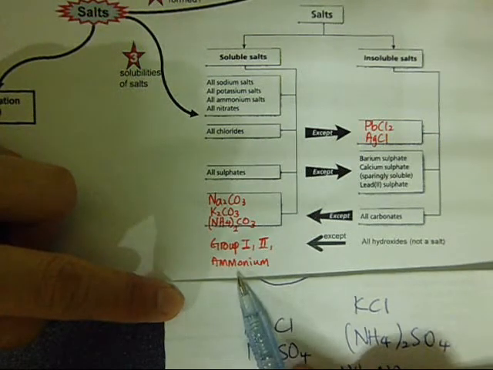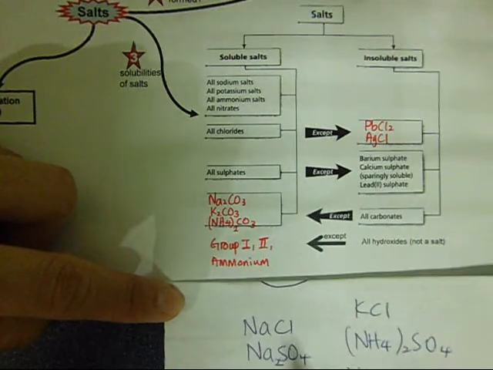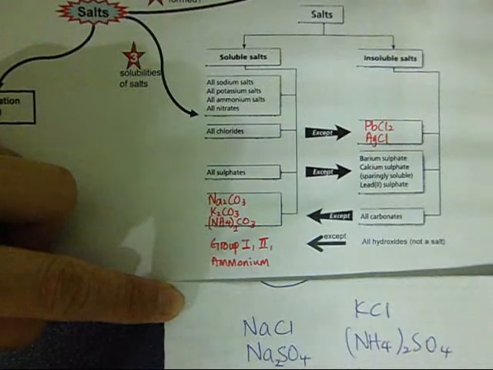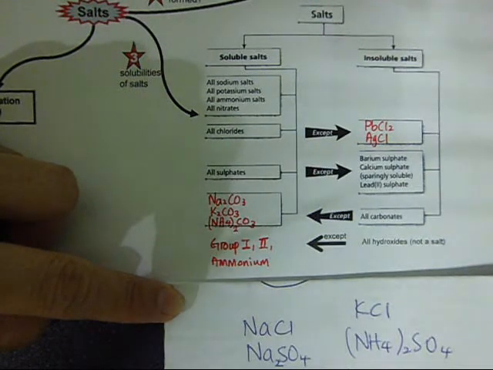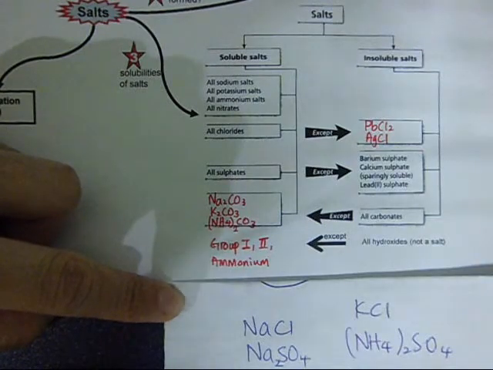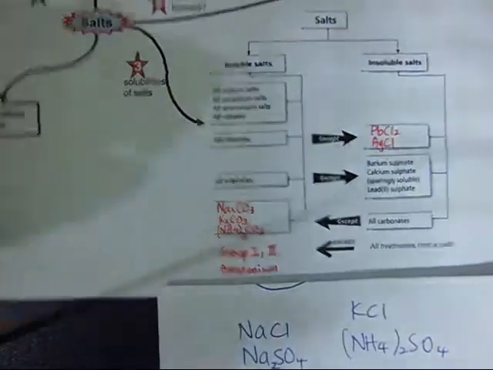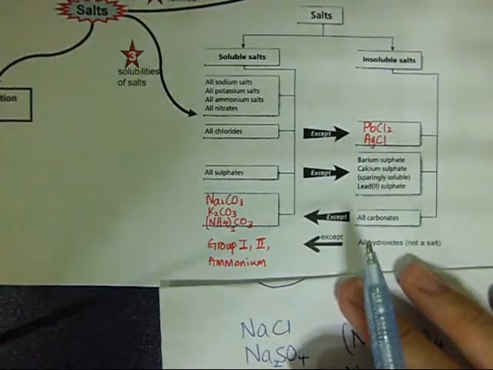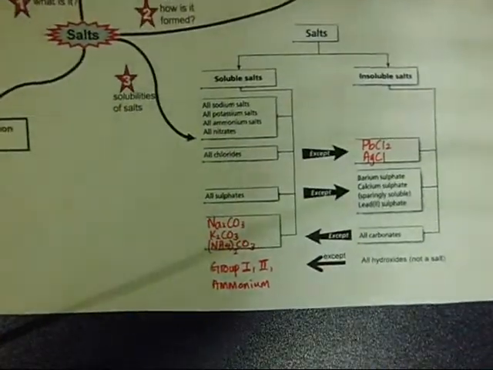So generally all group 1 salts are soluble. Sodium, whatever compound it is, must be soluble. Potassium, whatever compound it is, must be soluble, because potassium and sodium are in group 1. I'll say it again, group 1 salts are all soluble. You need to know this solubility of salt, especially for the second part of the mind map, page 2 of the mind map.